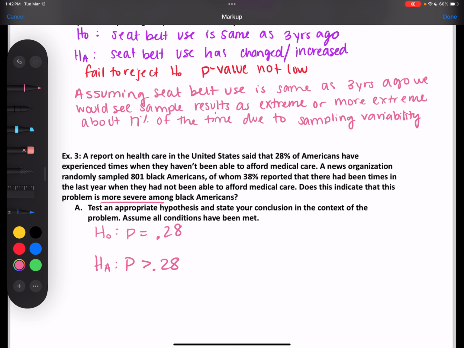So, one prop z test. Notice it's one prop z test, not interval. Of 0.28, of 0.38 times 801, which if that comes out to be a non-whole number, you need to make sure you get rid of the decimal so that it becomes a whole number. And then 801 and greater than.